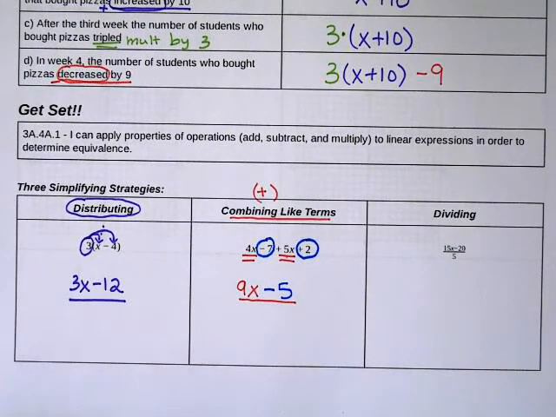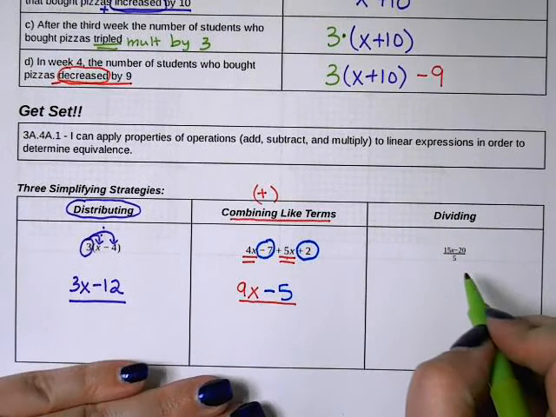The new thing that we could do that we didn't talk about yet is we can also divide in order to simplify these expressions. So when we look at this one, 15x minus 20 over 5.